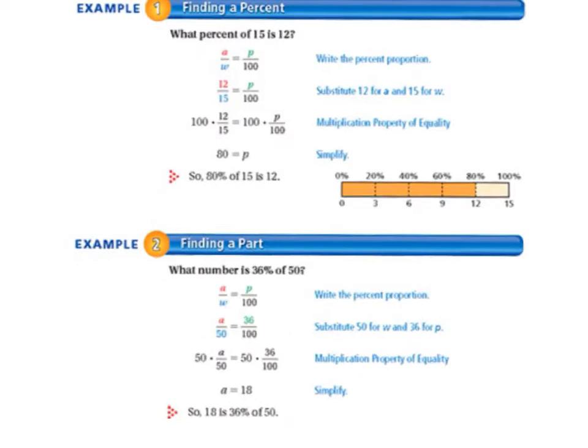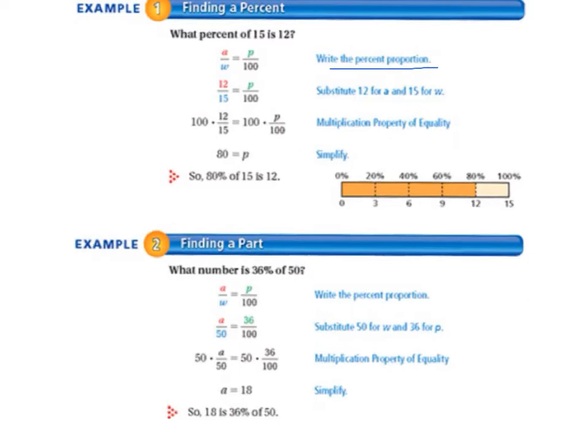Today we'll be starting on page 228 in your 2014 edition math textbook. Example 1, finding a percent. So this is the first type of percent problem that we're going to solve. What percent of 15 is 12? So our first step is we write the percent proportion.